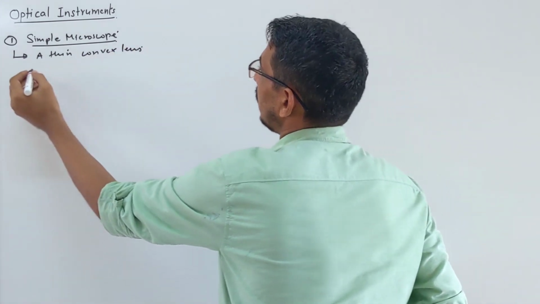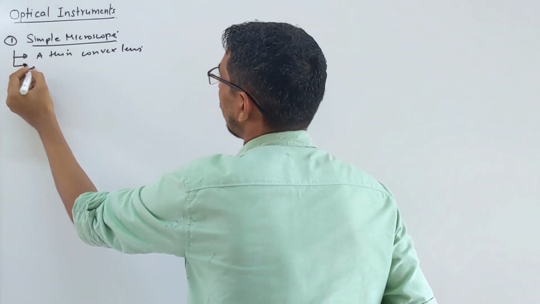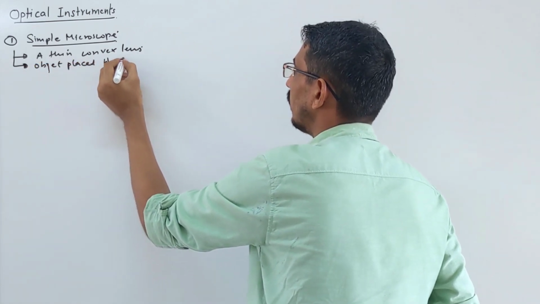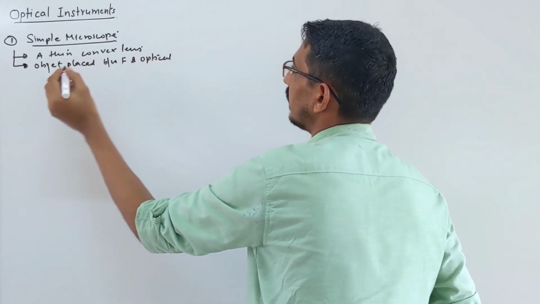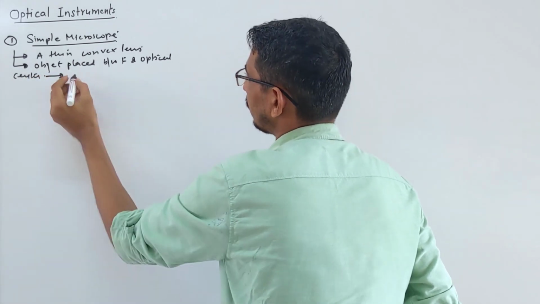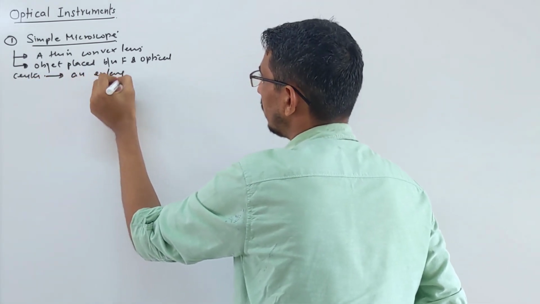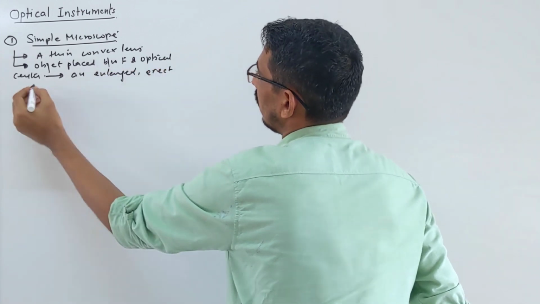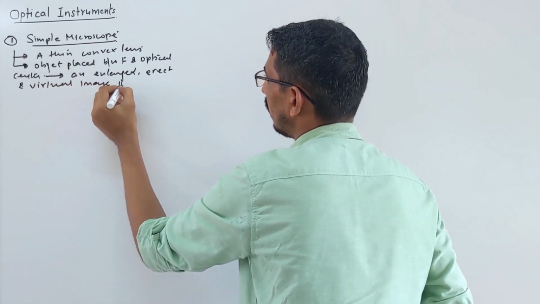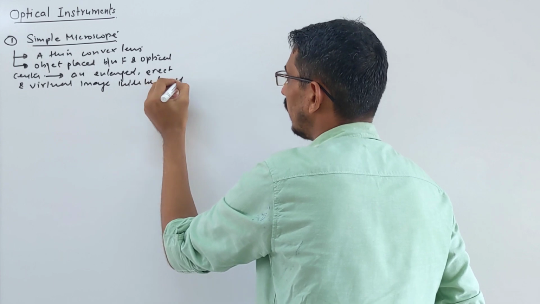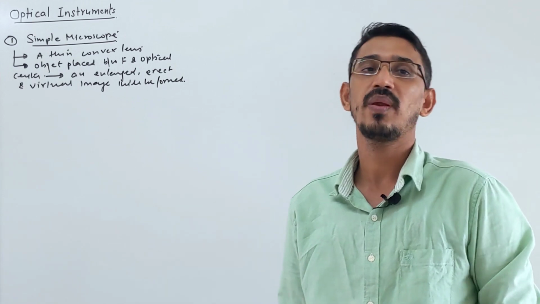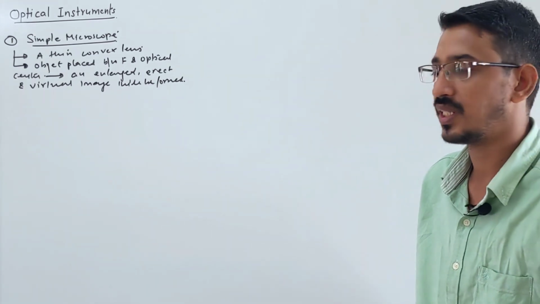So look here, this lens we need, first thing you understood. And where is the object placed? Object is placed between focus and your optical center. In this case, an enlarged, meaning magnified, erect and virtual image will be formed. We know that when you put the object between focus and the optical center for a convex lens, the image will be virtual, and it will be magnified, meaning larger than the size of the object.